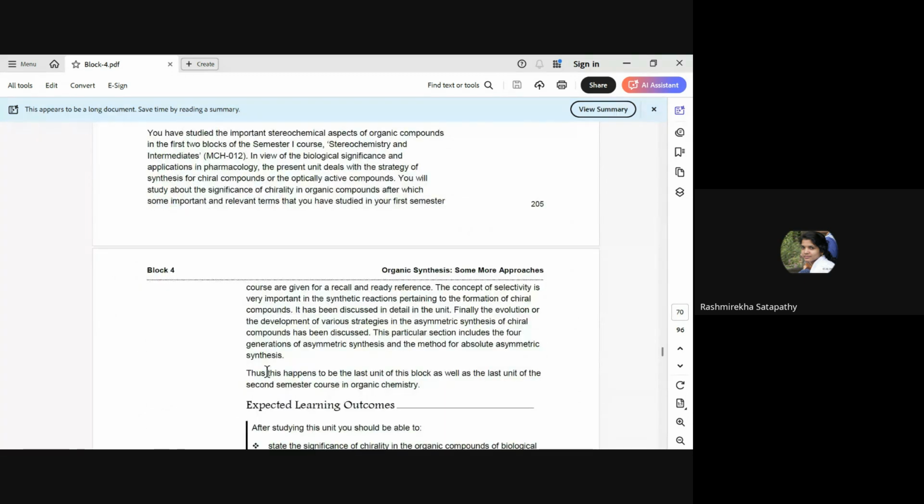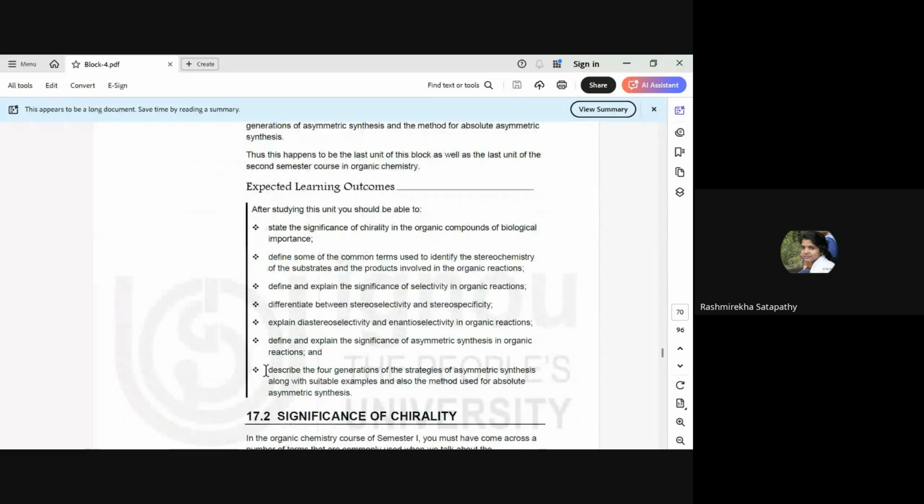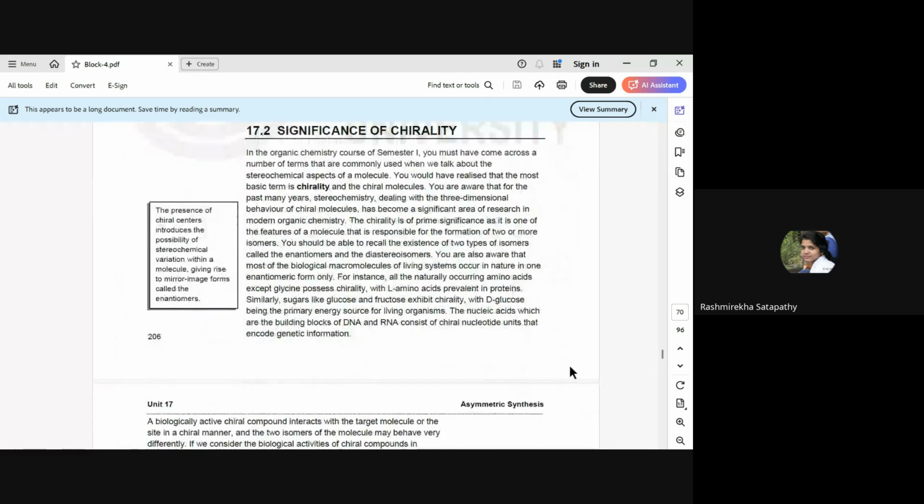Study the asymmetry, define the common terms used, identify the stereochemistry of the substrate and product involved in organic reactions, explain the significance of selectivity in organic reactions, the difference between stereoselectivity and stereospecificity, and the significance of asymmetric synthesis in organic reactions.